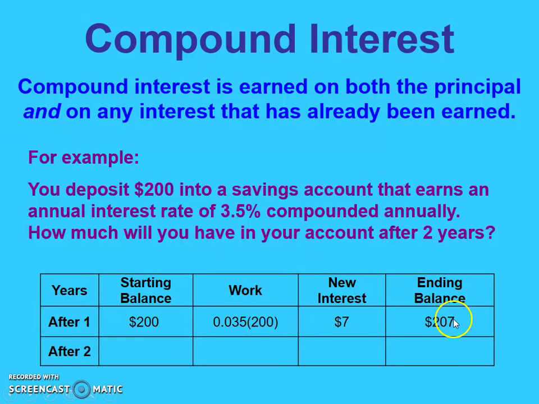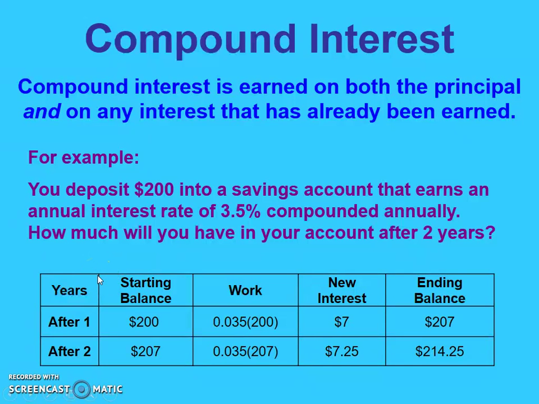So now when I start year 2, I'm now starting with $207. So see, we've gone up in our principal amount. I'm going to now calculate 3.5% interest of that starting amount, so 0.035 times 207. And this time I'm going to earn a little bit extra interest. So I'm earning $7.25. And so my ending balance at the end of that second year would be this $207 plus the new interest that I've earned for a total of $214.25.